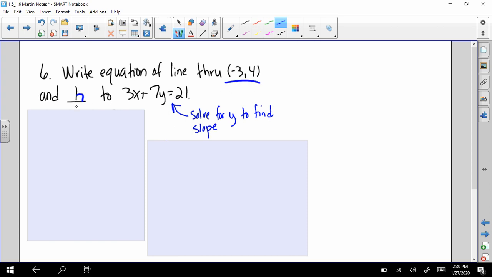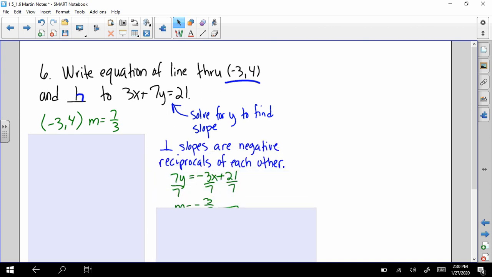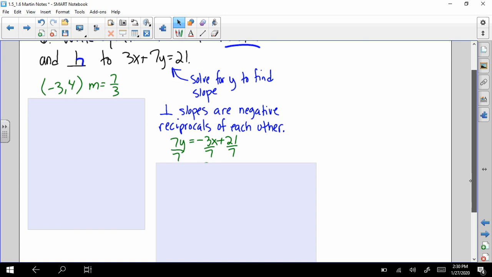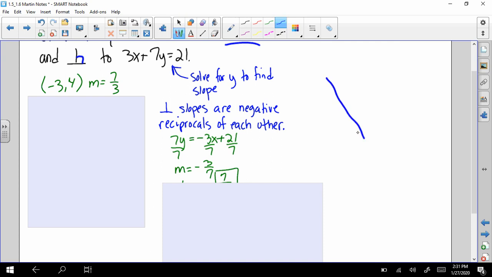I have a point. I need a slope. There's a slope clue here. I need to find out what the slope of this line is that they give us. And so when we do the slope reveal, I move the 3x over, I divide by 7, I get negative 3 over 7 for my slope. But if one of them is a negative slope, then the other one has to be a positive slope, or else they're not going to intersect at right angles. And I said that they're at right angles because the run becomes a rise and the rise becomes a run.